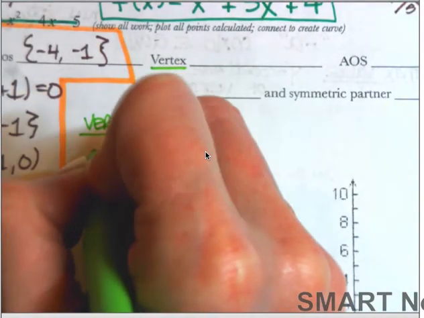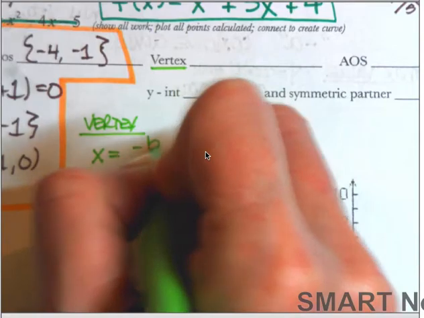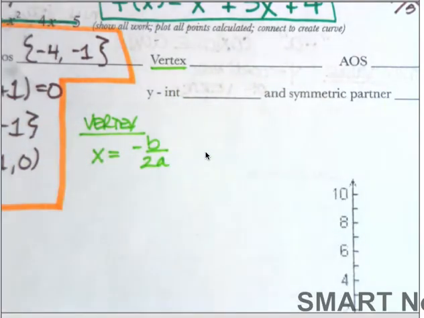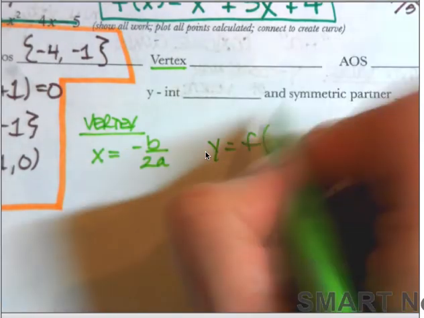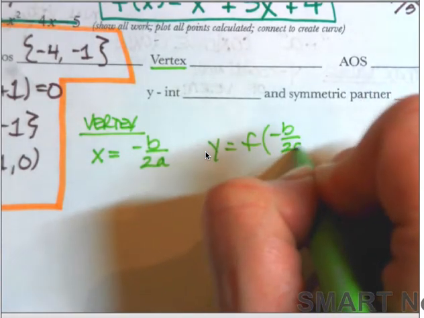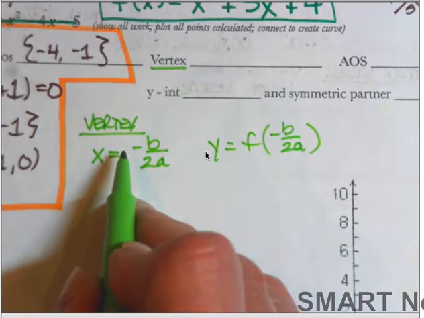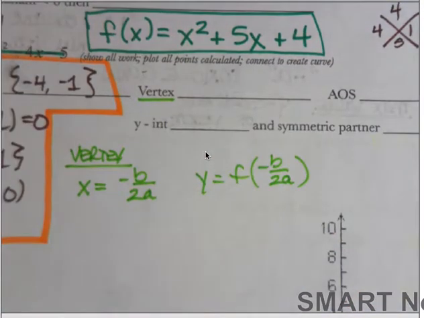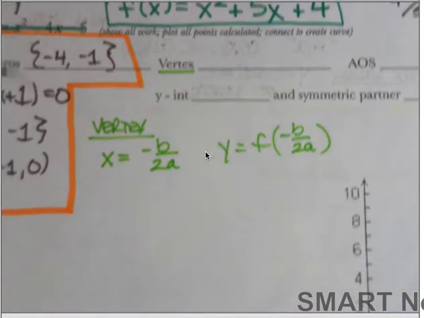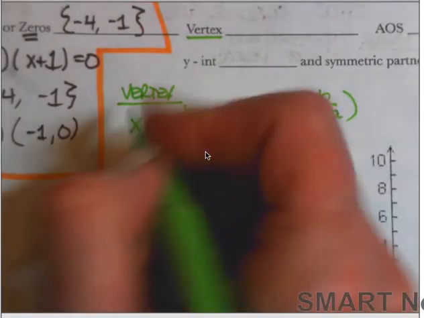And remember, the x-coordinate of the vertex is found using the formula -b/2a. Then to find the y partner, it's f of that x value, which is just a fancy way of saying take the x value you get from this and plug it into the quadratic above. As I said, we're going to get fractions, but it's not really that big of a deal. So here we go, finding the x-coordinate.